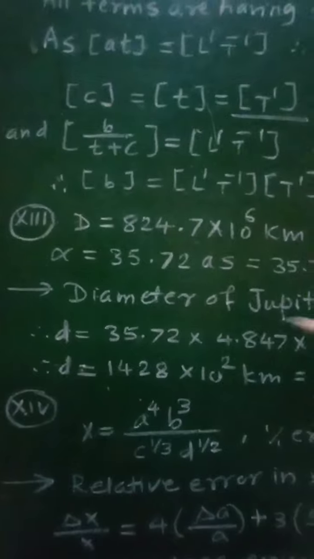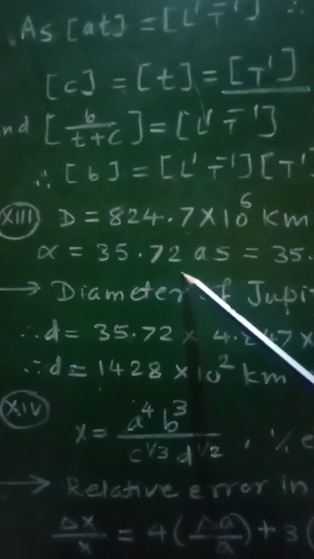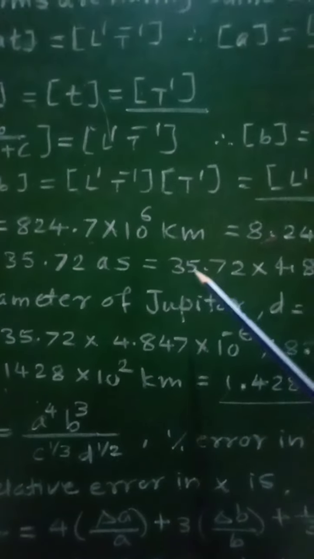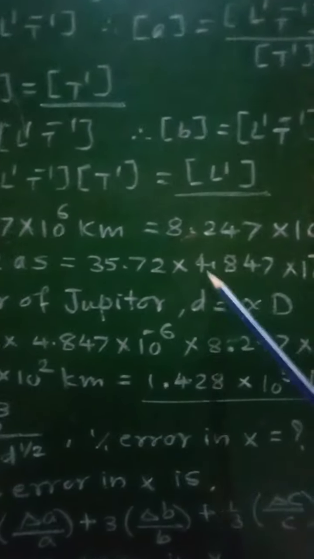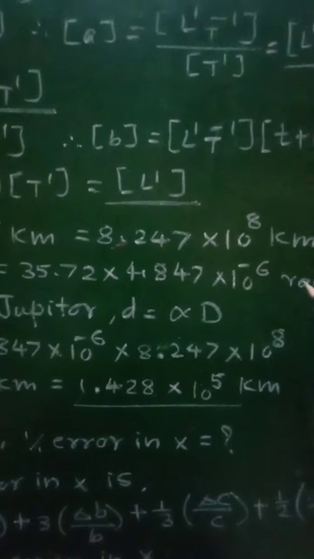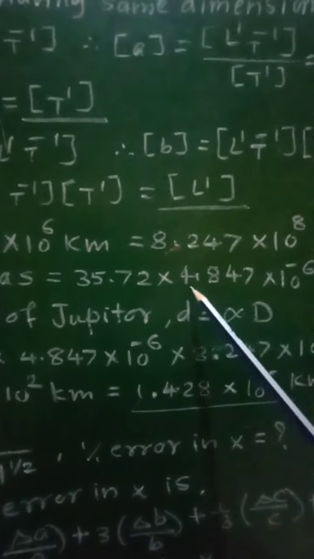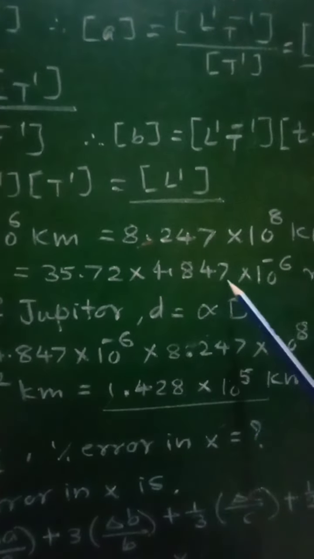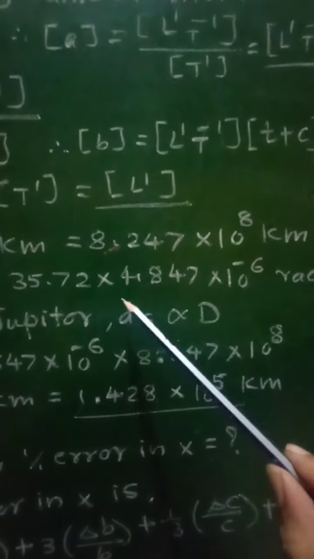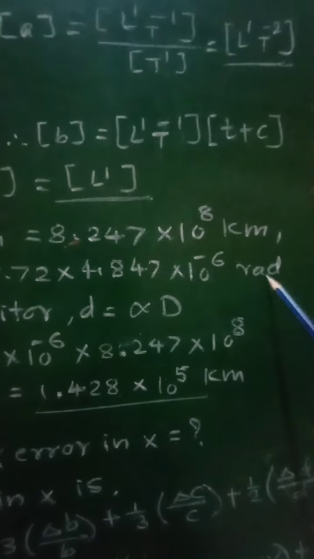Then the angular diameter is given, that is alpha equal to 35.72 arc second. That will be equal to 35.72 into 4.847 into 10 raised to minus 6 radian. So this arc second is multiplied by 4.847 into 10 raised to minus 6 radian, because 1 arc second is equal to 4.847 into 10 raised to minus 6 radian.